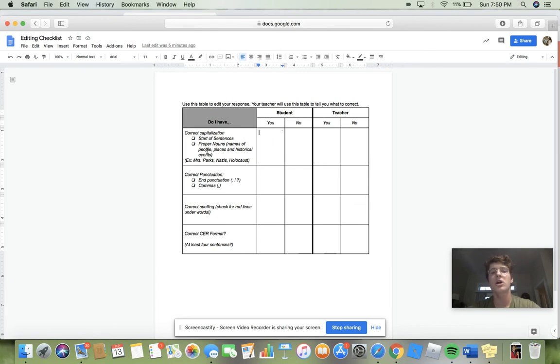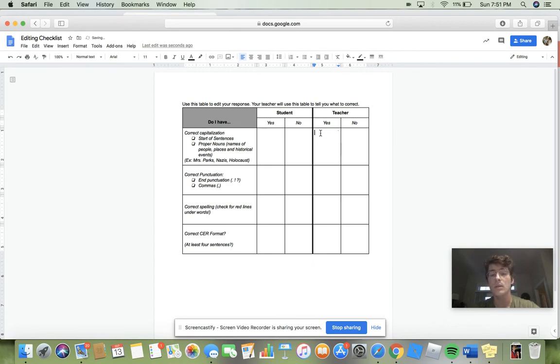So your goal is to check all of these things, check each of these as yes, and when you turn it in to me, I can go through really quickly and read your paper. If you do not have correct capitalization, I'm going to put an X under no. If you do, I'll put an X under yes. Same thing for punctuation, spelling, CER format.